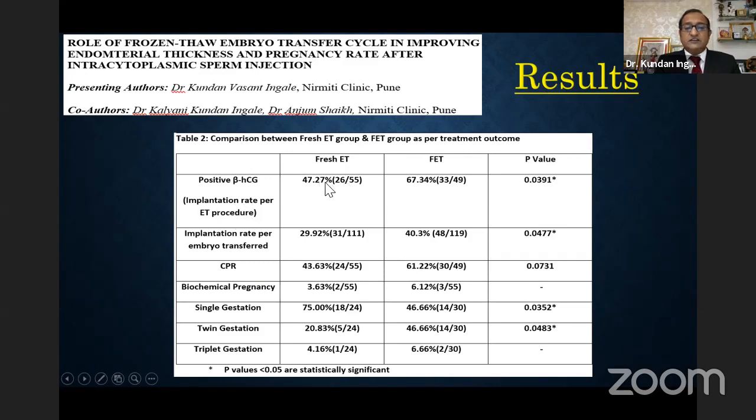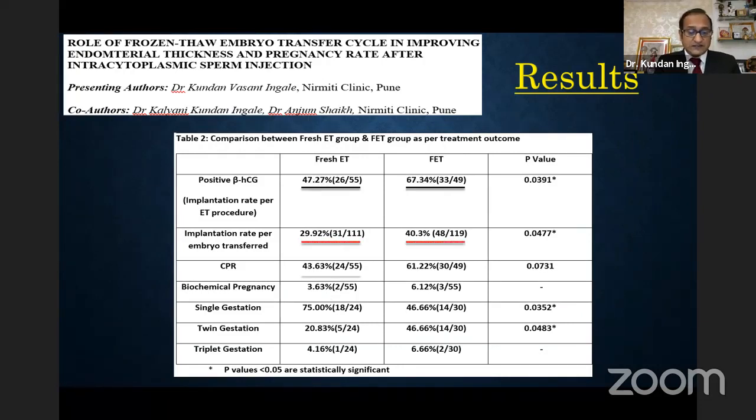When it comes to results, we found that positive beta hCG, that is implantation rate per embryo transfer procedure, was significantly better in frozen embryo transfer cycles. Also per embryo transferred, it was significantly better in frozen embryo transfer cycles. Clinical pregnancy rate was also significantly higher with frozen embryo transfer. But if you look at twin gestation, it was almost 20% versus 46%.